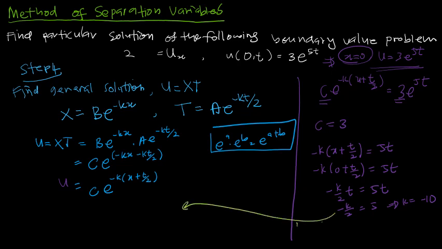So we substitute back into the solution. Here we get the final solution: u equal to 3 exponent negative k, where k is equal to negative 10, multiplied by (x + t/2). I simplify. So negative k is negative k, which is 10. So we get 10(x + t/2). Alright, x + t/2 remains because x and t are variables that keep changing. We just substitute for the constant.